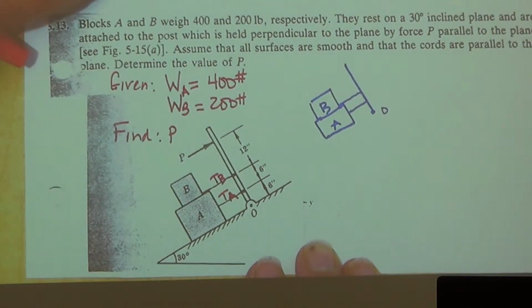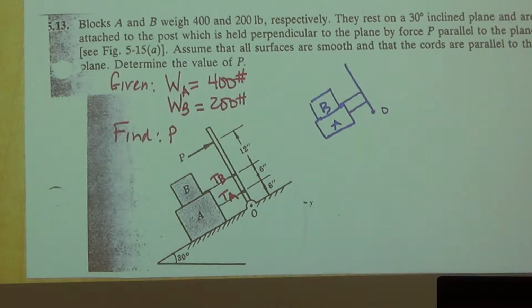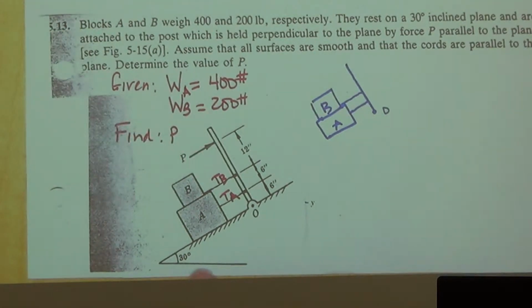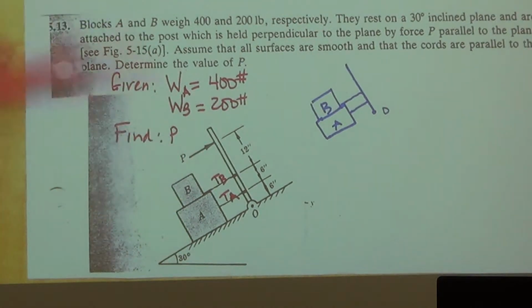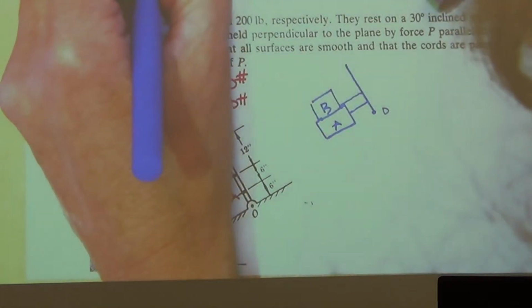So if the weight is perpendicular to the horizontal surface, what's perpendicular to this? The normal, no? Normal, yeah. Right? If two things are perpendicular, they have to be lines, right? So this inclined plane is perpendicular to the normal, and the horizontal line here is perpendicular to the weight. So the angle of 30 degrees goes here.